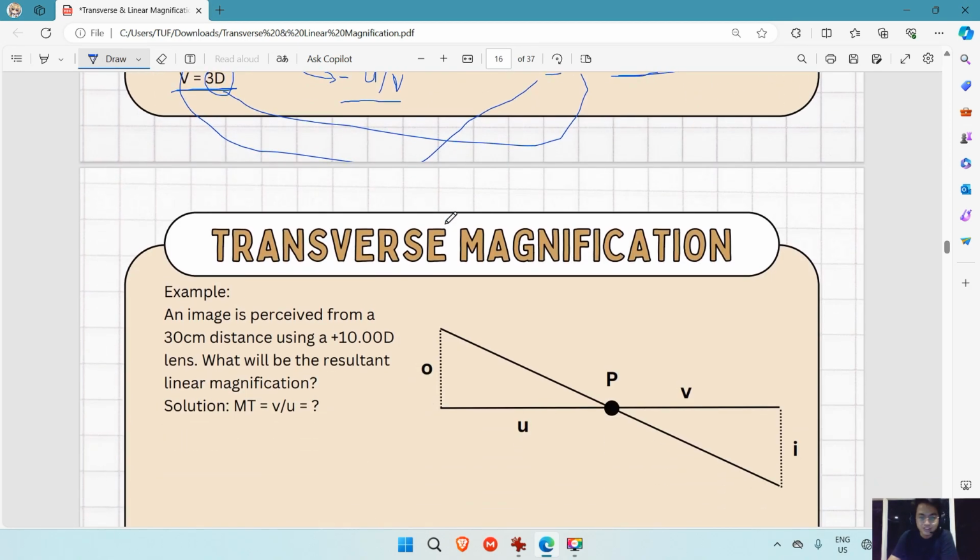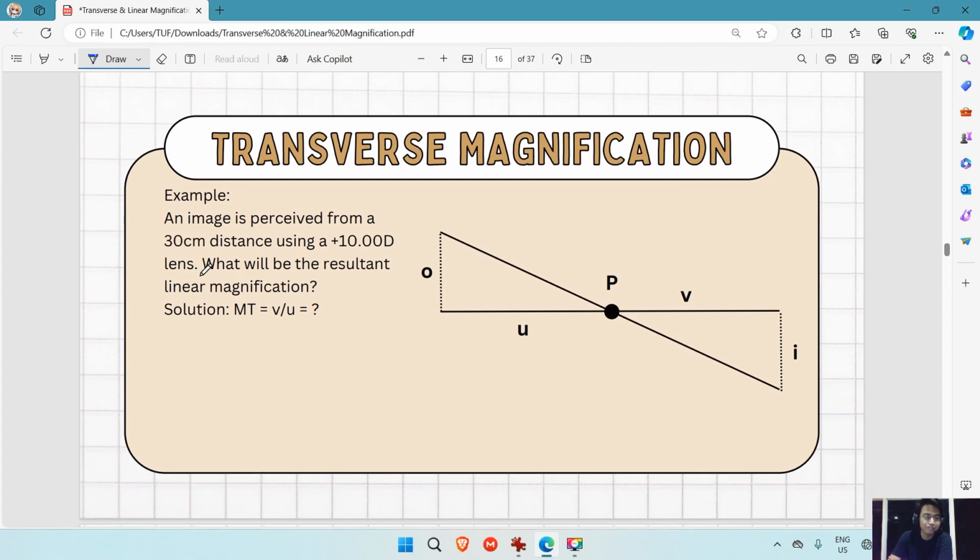Okay, let's proceed to another example. An image is perceived from a 30 centimeter distance using a plus 10D lens. What will be the resultant linear magnification? So based from the given, we can draw this out. U, P, V, so the object comes first, then power and the image distance. Image is perceived from 30 centimeter, so with that phrasing, we can say that our V is equal to 30 centimeter. And our power, which is the lens, is equal to plus 10. Can we answer this directly using MT is equal to V over U? No, because we don't have the value of our U yet. So the U is what we need to find.